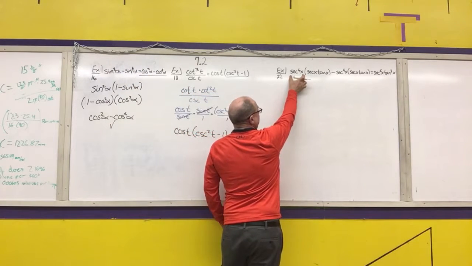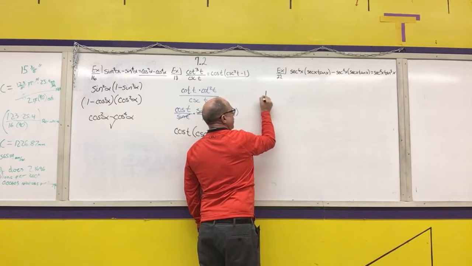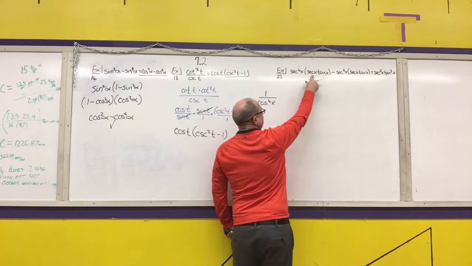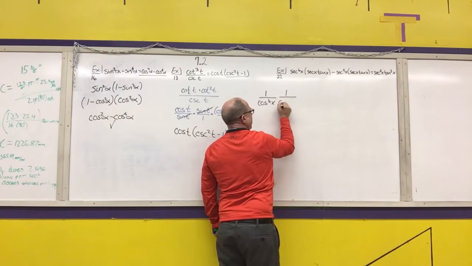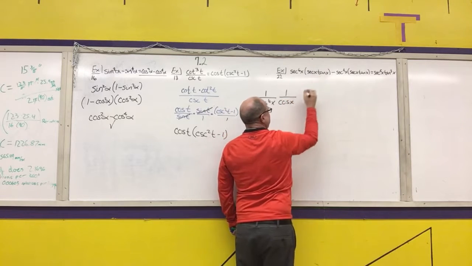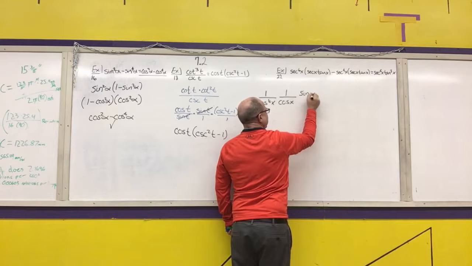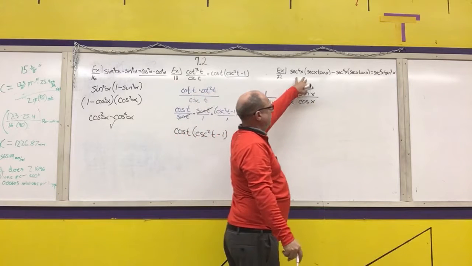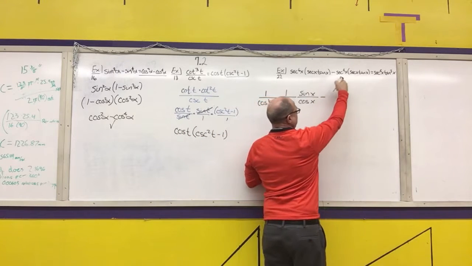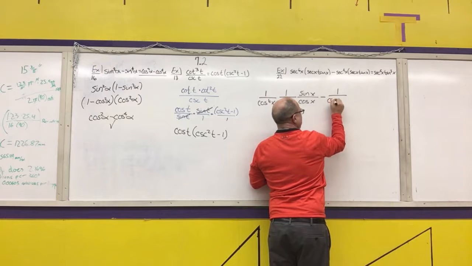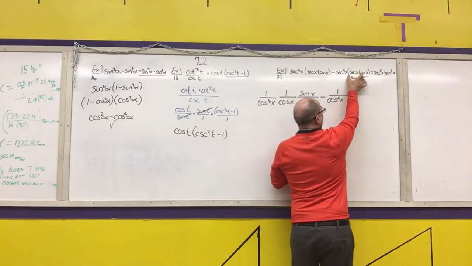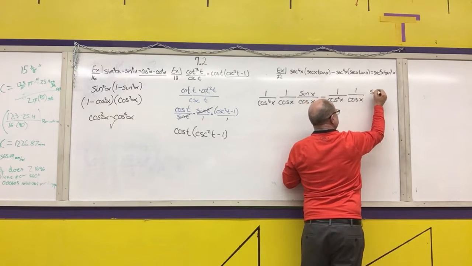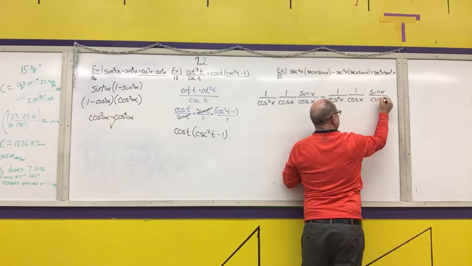So secant is 1 over cosine. So I'm going to write 1 over cosine to the 6th x. That is 1 over cosine x. And tangent is sine of x over cosine of x. So that's the first part of the left-hand side. Second part is going to be 1 over cosine to the 4th of x, 1 over cosine of x, and then sine x over cosine of x.